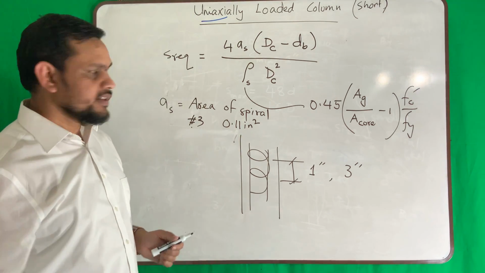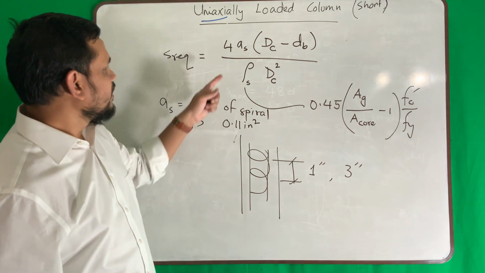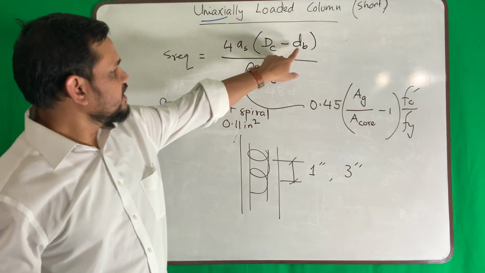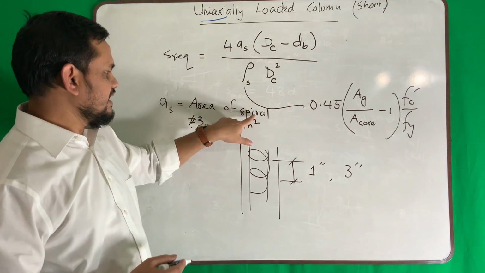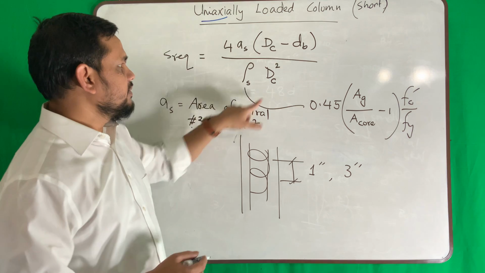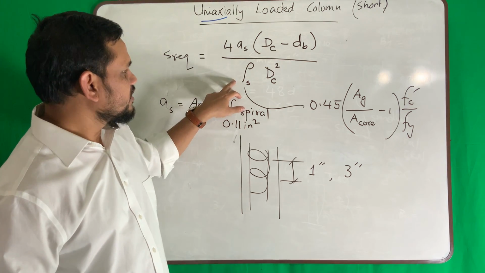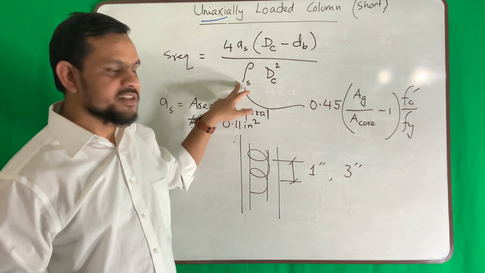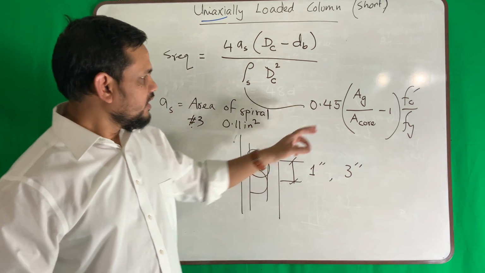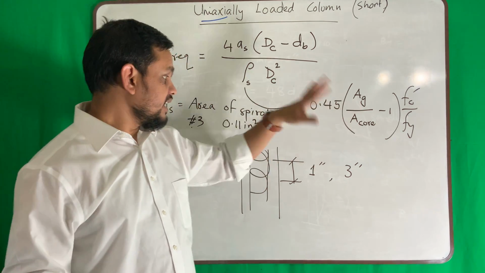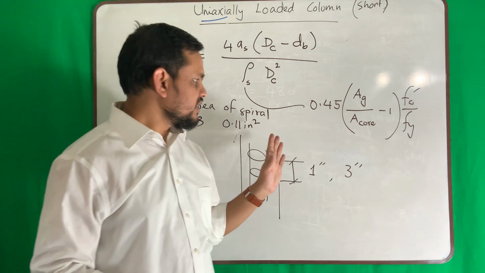What is AS? That is the area of spiral. What is DB? Diameter of the spiral. It's very simple now. Rho S is still the ratio for spiral. It will come from this. Okay, AG, gross area of the column section.